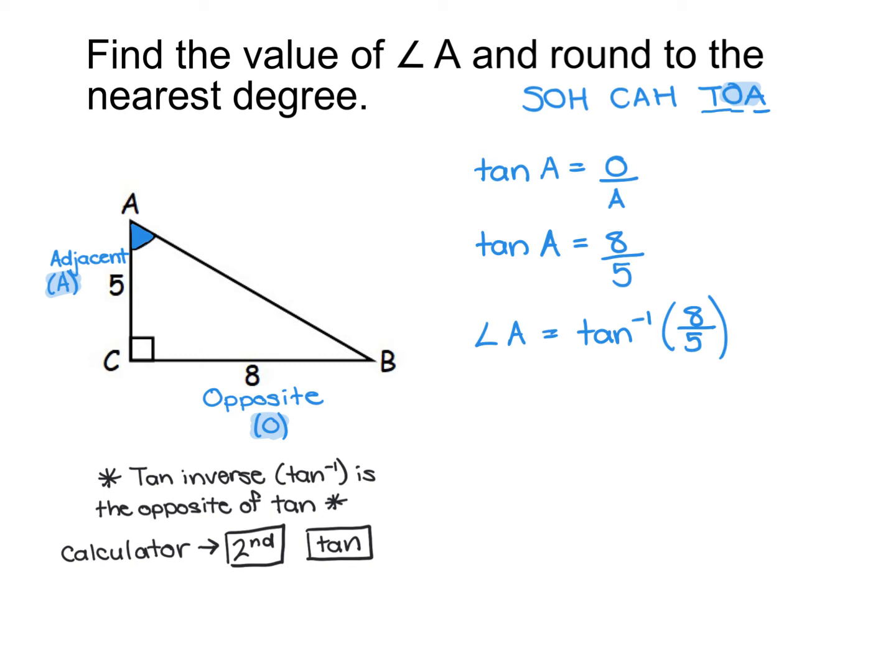Now, depending on your calculator, you might have to do tan inverse first and then 8 divided by 5 in brackets, or 8 divided by 5 in brackets and then tan inverse. But when you do that, your answer should be about 57.99 degrees. But the question said to the nearest degree, so our final answer is angle A is equal to 58 degrees.